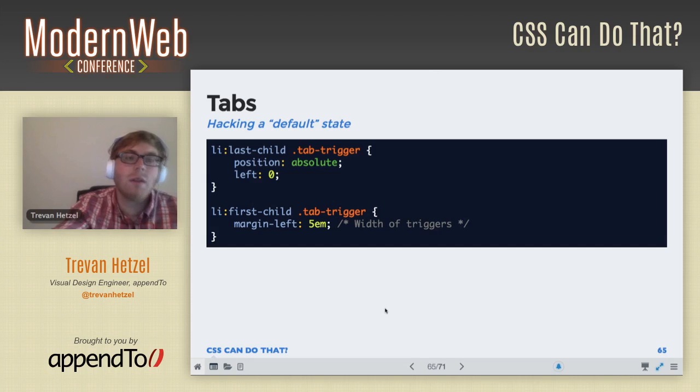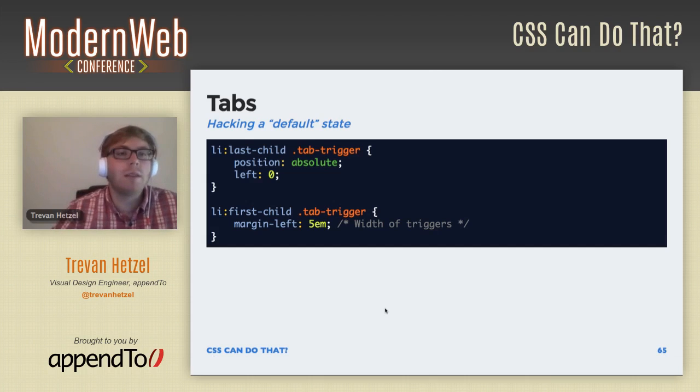Remember when I said we need widths on the anchors? Here's why. Since technically the first trigger is now last in the DOM, we need to select it by selecting the last list item, and then its child of tab trigger, and set its position to absolute and position it to the left. But then the one we're trying to select is the second one, but in reality it's the first one in the DOM.